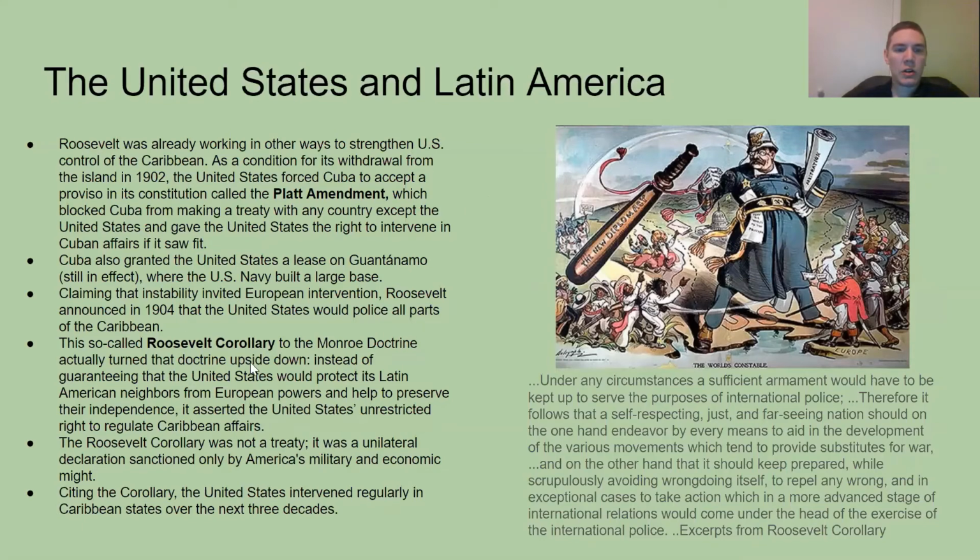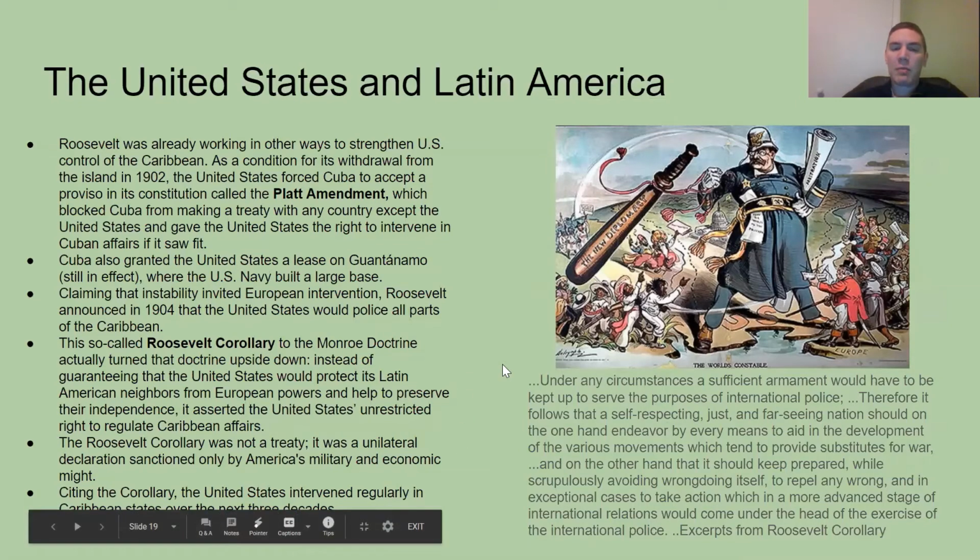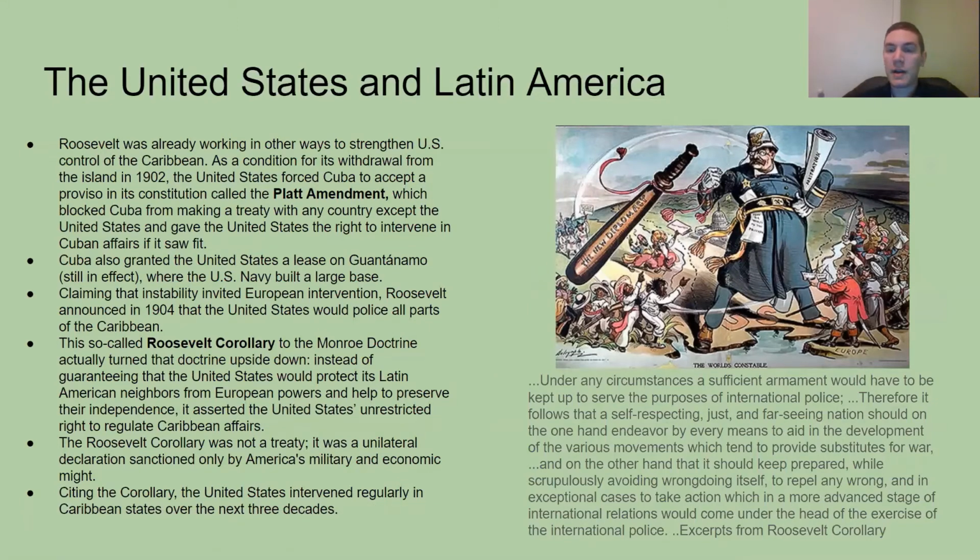And the Roosevelt Corollary is saying that we're going to have our ability to regulate what's going on in the Americas. It's not Europe's responsibility. So it's kind of taking the Monroe Doctrine and injecting it with steroids, right? It's not that we're protecting Latin America from Europe. It's we're in charge of the Americas. And that's from Roosevelt.